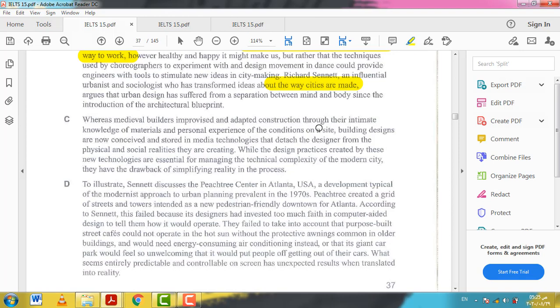Whereas medieval builders improvised and adapted construction through their intimate knowledge of material and personal experience of conditions, building designs are now conceived and stored in media technology, which detaches the designer from the physical and social realities they are creating. While the design tools are essential, they have the drawback of simplifying reality in the process.